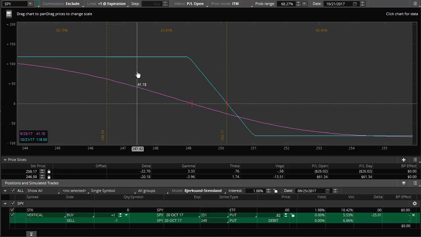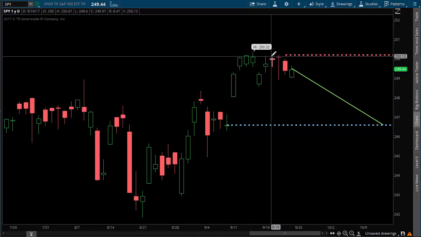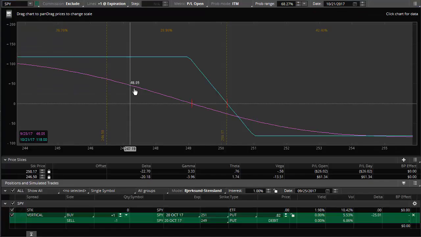But the main thing I wanted you to take away from this video is that we reduce our cost and we raise our break even. And thirdly, our profit percentage can be greater by simply doing a put spread that straddles the current price. So I hope that helps.